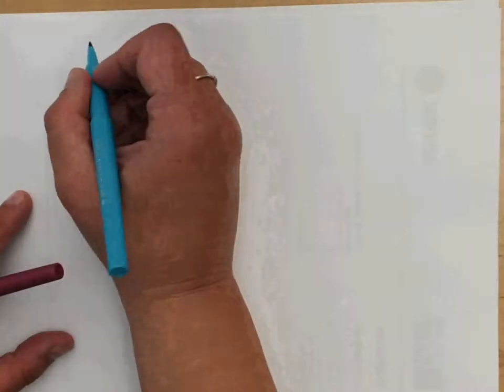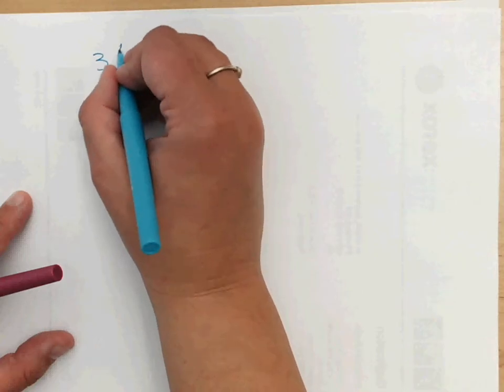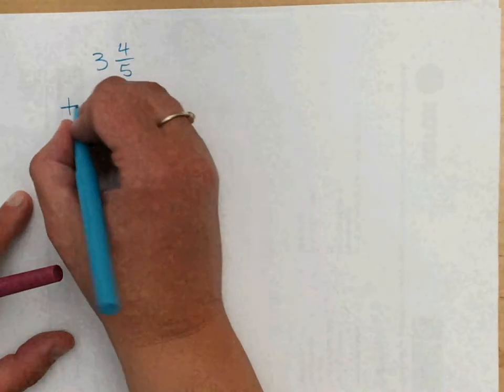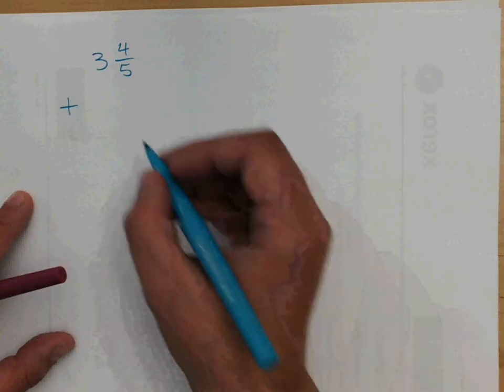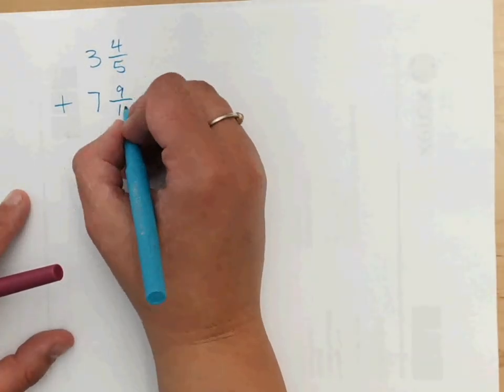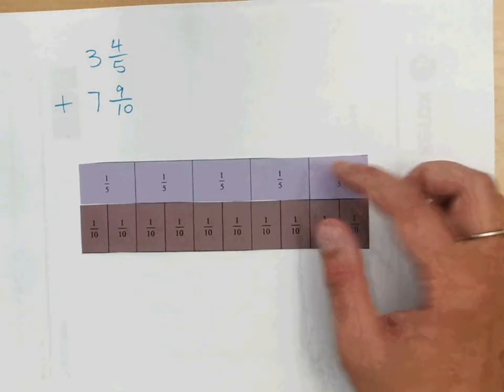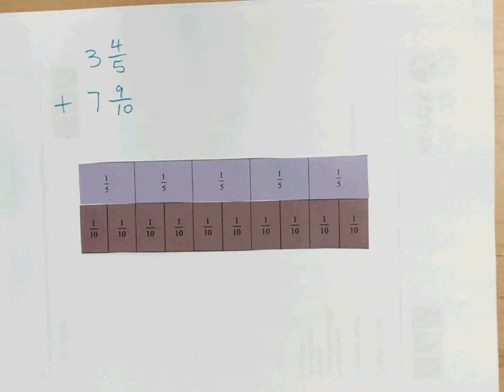All right, I'm going to use that same 5 and 10 example. So I have 3 and 4/5, and I'm going to add 7 and 9/10. Okay? So let's look at our tenths and our fifths again. What should I do first, do you think? We have to have a what in order to add fractions? We have to have a common denominator.